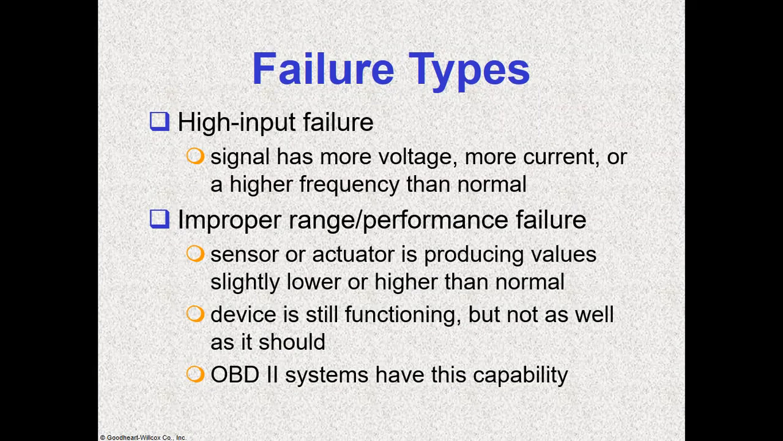So improper range, or improper range performance failure. The sensor or actuator is producing values slightly lower or higher than normal. So the device is still functioning, but not as well as it should. Right? So it either underperforms or does too much work. The OBD2 system has this capability, detecting doing too little or too much.